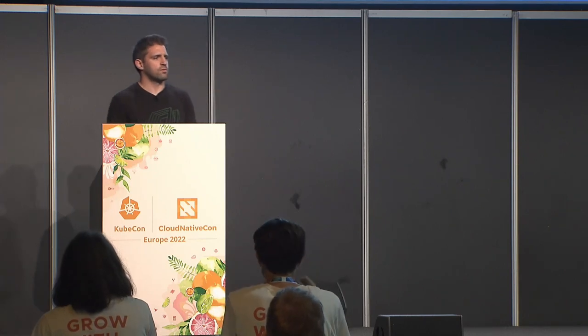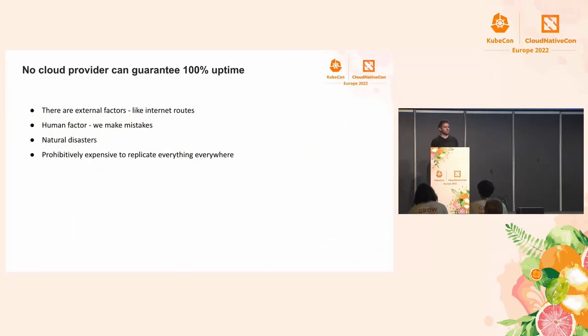And I believe that everybody in this room, at one point or another, has had problems with cloud outages. These things happen. They're inevitable. It is really difficult to avoid them. And no cloud provider can guarantee 100% uptime just because there are so many things that even the best teams can't avoid because they don't depend on themselves.